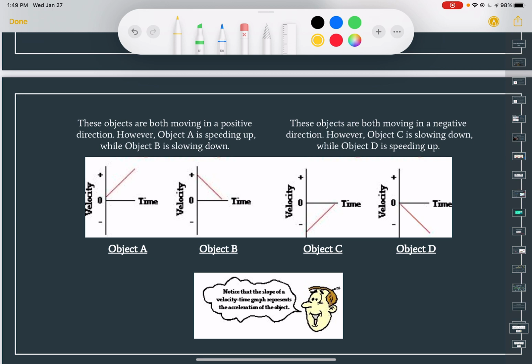So these objects are both moving in the positive direction. However, object A is speeding up while object B is slowing down. So you see speeding up, slowing down, okay? These objects are both moving in a negative direction. However, object C is slowing down while object D is speeding up. So when we're below the negative, we're slowing down, speeding up. Okay?